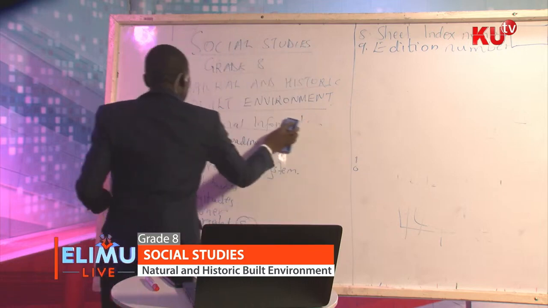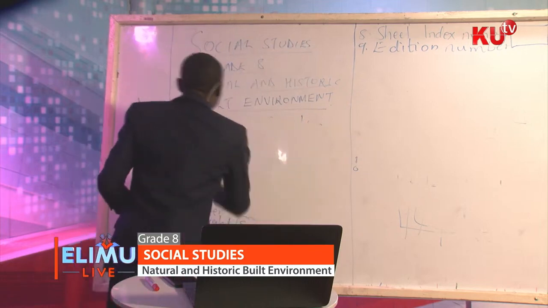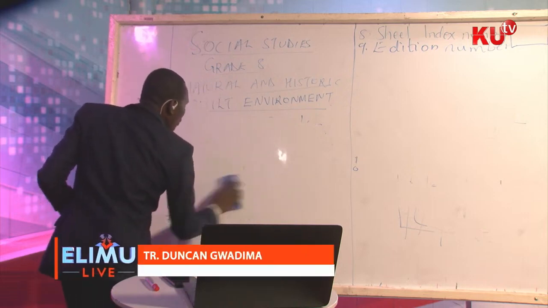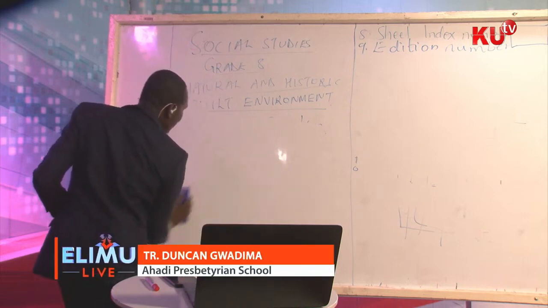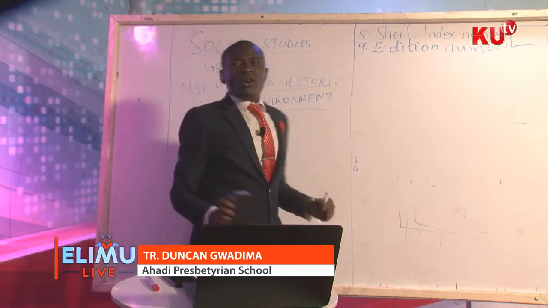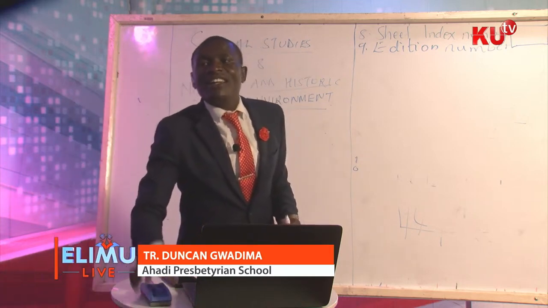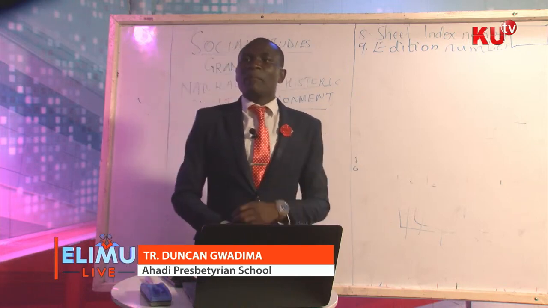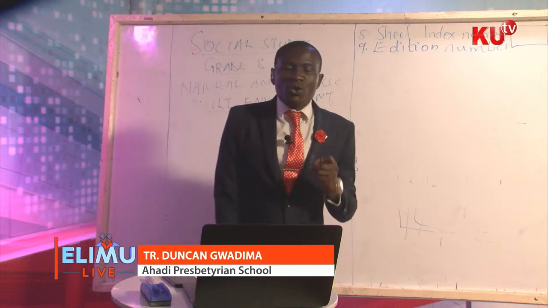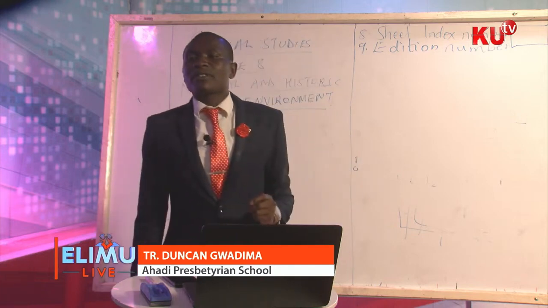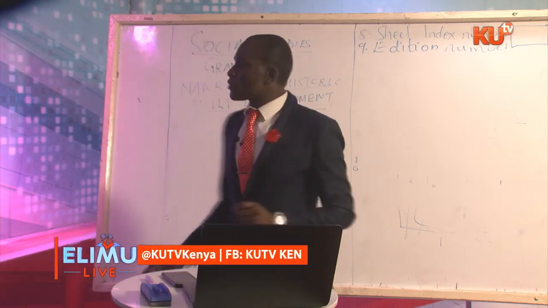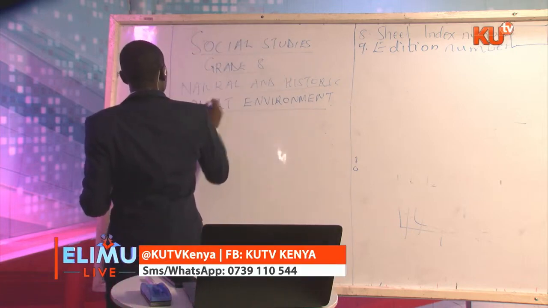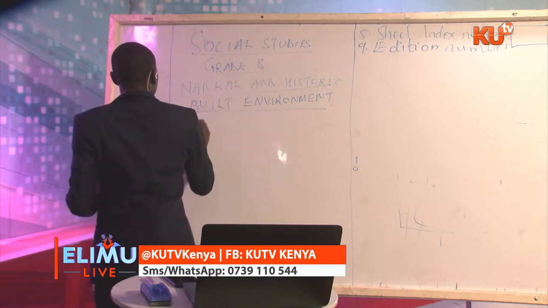As we continue, because now we are looking at map reading and map work, the marginal information that I have just given is not found in all maps. It is only found in some maps. And I want us to look at types of maps. Types of maps that we have.